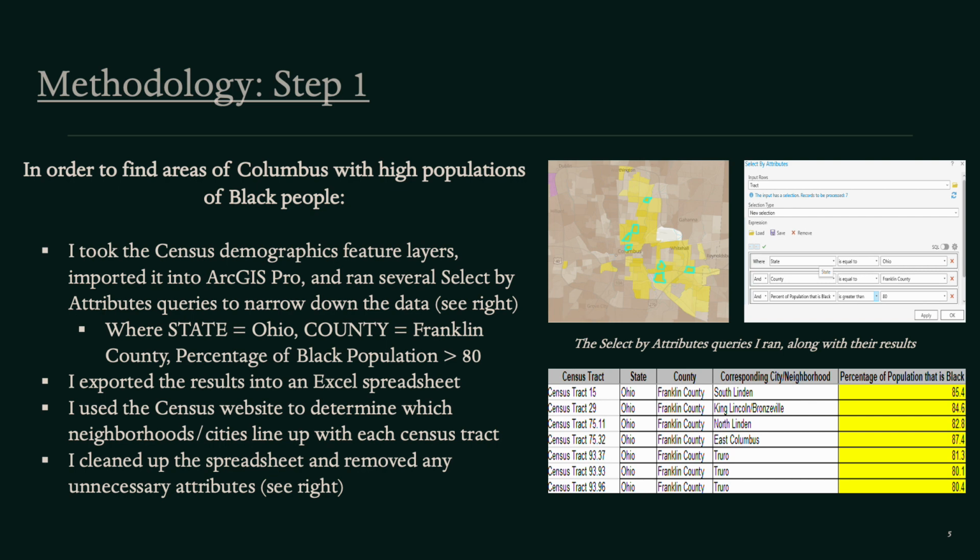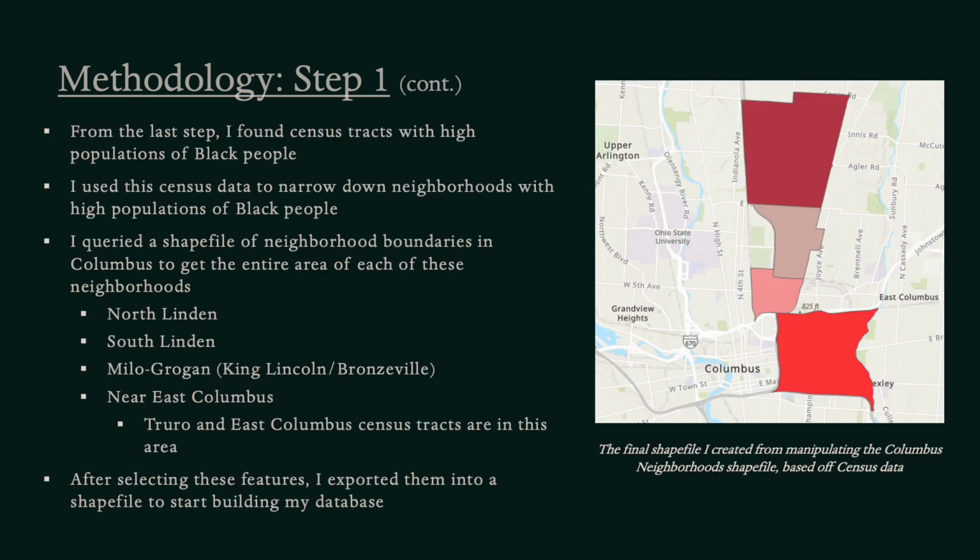From there, I cleaned up the spreadsheet and removed any attributes that I wouldn't be working with or querying. All right, so then I used the census tract data from the last step to find what neighborhoods of Columbus are predominantly Black. In order to do this, I used the Columbus neighborhoods shapefile and then ran queries on it based off of the information I got from the census feature layer. I used the census tracts to find what neighborhoods I wanted to focus on, and then I used select by attributes queries in the Columbus neighborhoods shapefile to find each of those neighborhoods on there.